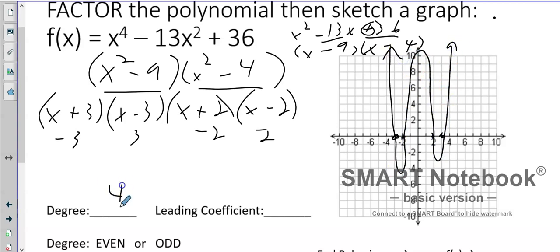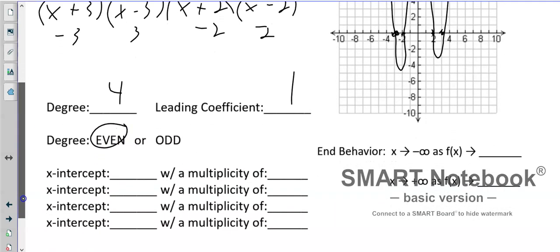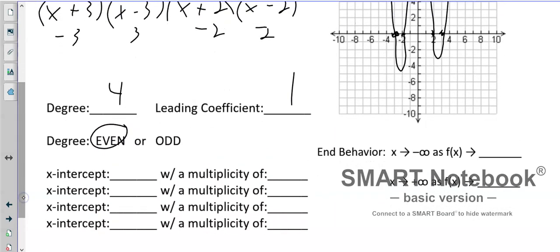So the degree is 4. Lead coefficient is 1. Okay, 4 is even. It was positive, so it was a W. And here's my numbers. Negative 3, 3, negative 2, and 2, and they each had a multiplicity of 1. In behavior, since it's a positive, they're both going in the same direction. Left up, right up.